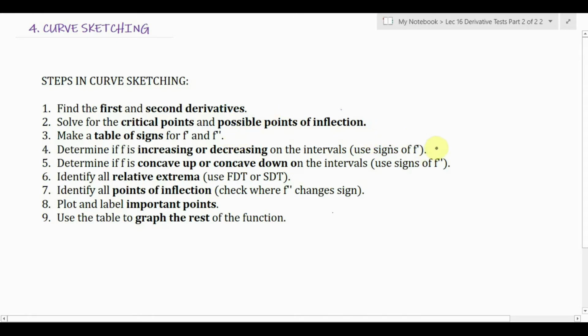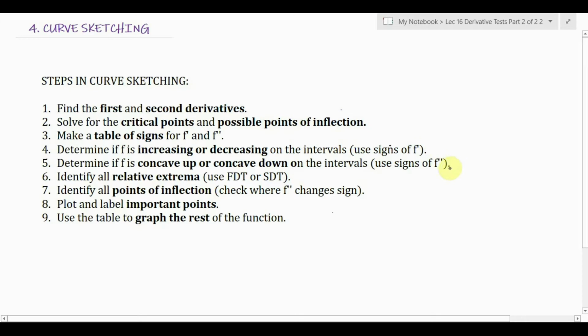Next, we determine if f is increasing or decreasing. So, dito, based nga dun sa ating section 1, we use the sign of f prime. If f prime is greater than 0, then it is increasing. If f prime is less than 0, then it is decreasing.